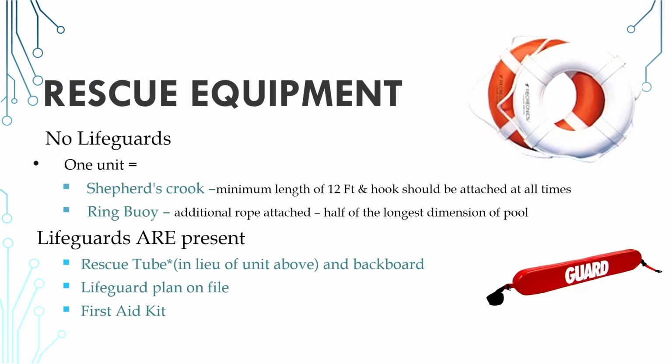Some of the rescue equipment that we require is shepherd's hooks and ring buoys. These need to be at your facility if you do not have lifeguards. The shepherd's hook must be a minimum of 12 feet, and the hook should always be attached. If the hook isn't attached, then it's not considered a shepherd's hook. For the ring buoy, it does need to have a rescue line attached. The rescue line needs to be at least half the length of the longest dimension of your pool.